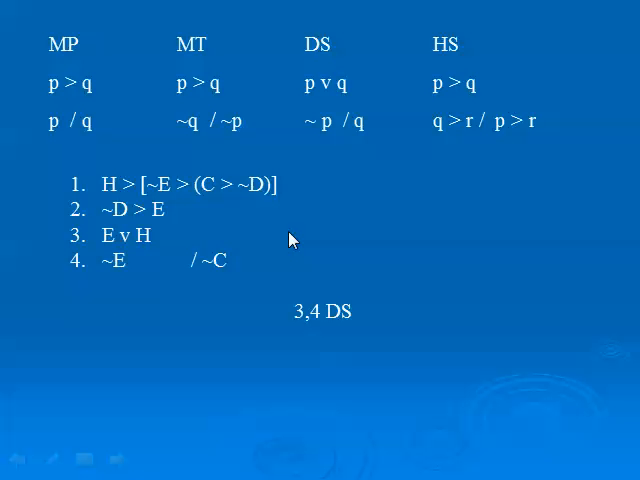Notice that I read these differently at different times. That's a matter of choice. You can read this as saying if H, then if not E, then if C, then not D. Or you can say H implies that not E implies that C implies not D. They're just two different ways of reading the horseshoe, but they amount to exactly the same thing. Now here the conclusion is tilde C.